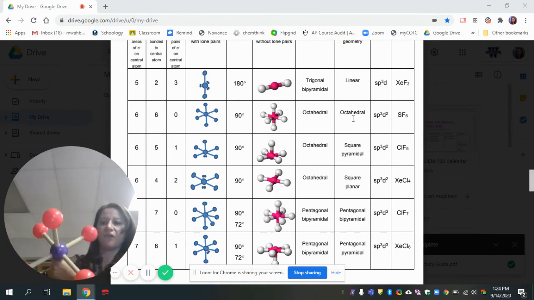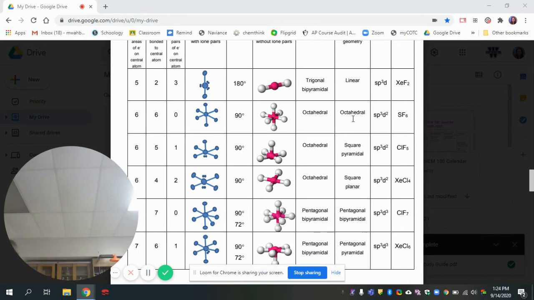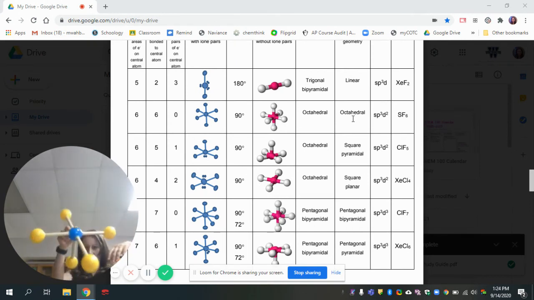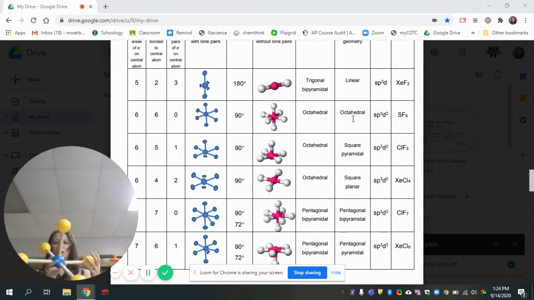Now let's say you remove one of these. 6 areas of electrons, but only 5 bonds. What would it look like? Like this. So remember, we used to have 1 up, 1 down, and then 4 that are like a plus sign. Well, I removed the one that's up, and I put a lone pair instead. So this is what it looks like. My bond angle is still 90 degrees apart. And my electrons still make the shape of an octahedral or a square bipyramidal.